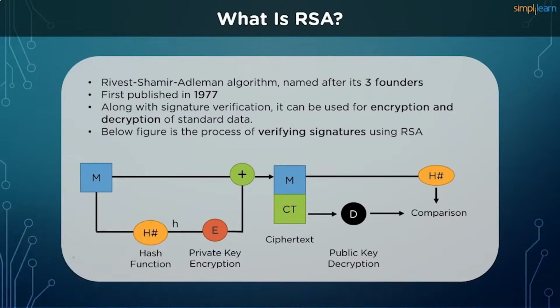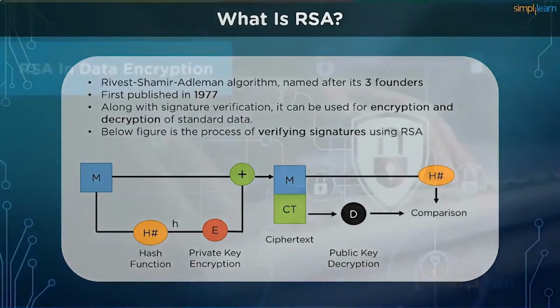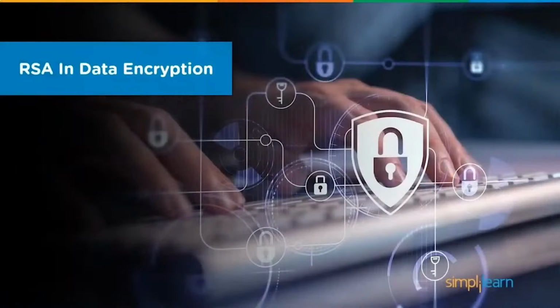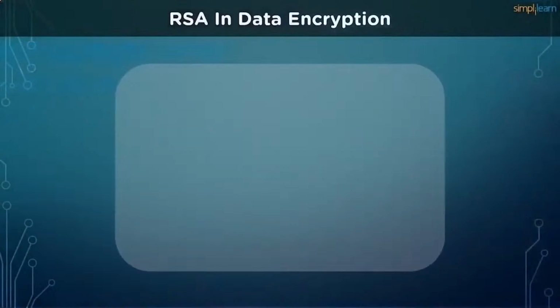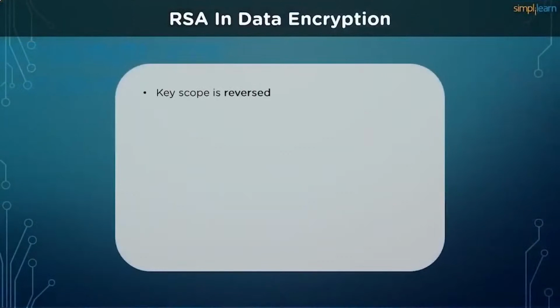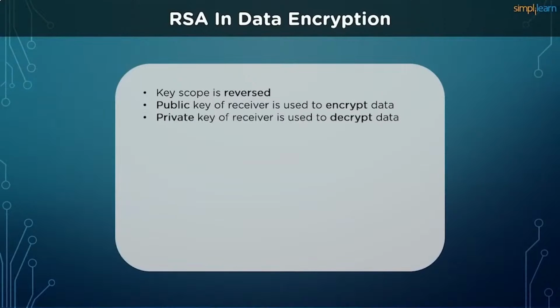Apart from digital signatures, the main use case of RSA is encryption and decryption of private information before being transmitted across a communication channel. This is where the data encryption comes into play. When using RSA for encryption and decryption of general data, it reverses the key set usage. Unlike signature verification, it uses the receiver's public key to encrypt the data and uses the receiver's private key in decrypting the data. Thus, there is no need to exchange any keys in this scenario.